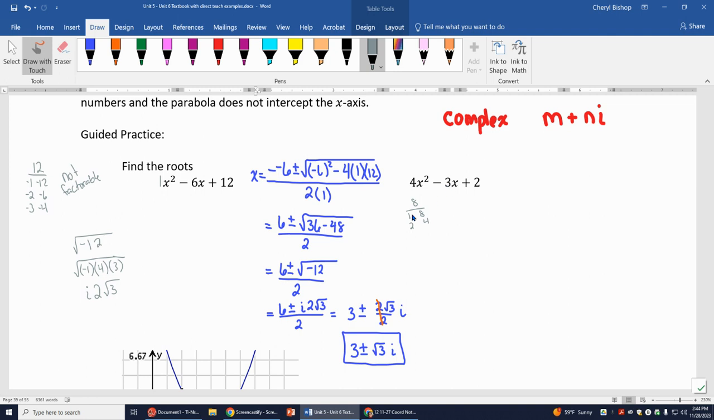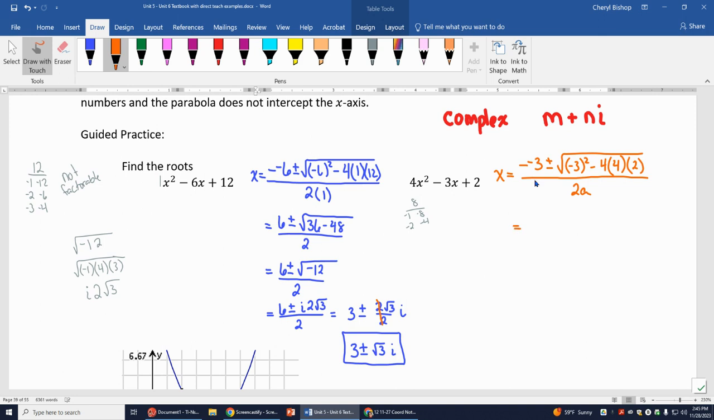If I want to get a negative in there, then both of these would have to be negative so that I'd get a positive 8. Neither of those make a negative 3, so again, this one is not factorable. So I'm going to have to resort back to my quadratic formula. So x is going to equal negative b, which is negative 3, plus or minus the square root of b, negative 3, squared minus 4 times a, which is 4, times c, which is 2, all over 2a.